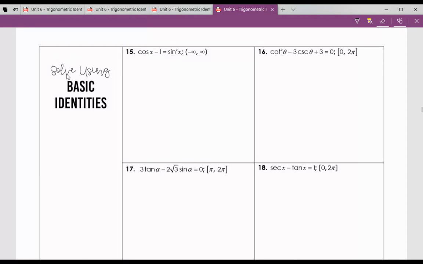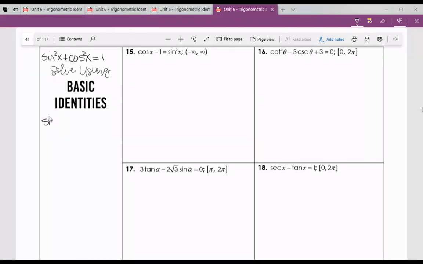Well, what I can do is use the Pythagorean identity, which is sine square x plus cosine square x equals 1. I can rewrite that as sine square x equals 1 minus cosine square x. That means I can take sine square out and replace it with 1 minus cosine square, which creates an all cosine equation. It's easier to solve an equation when you can convert it to one trig function. So always look for opportunities to do that.